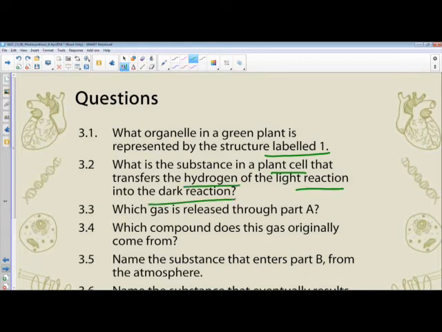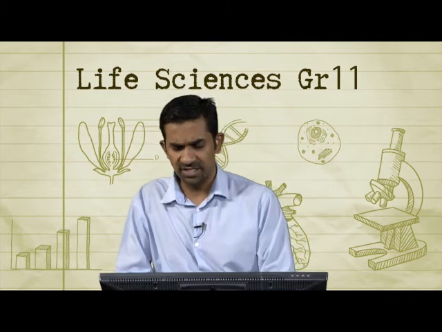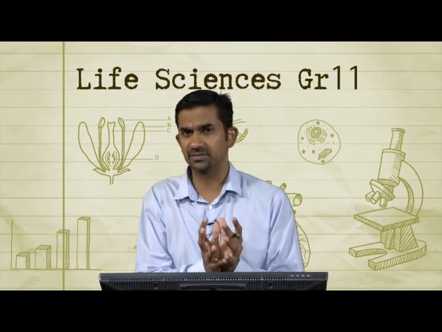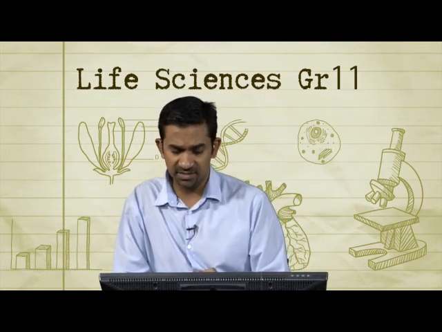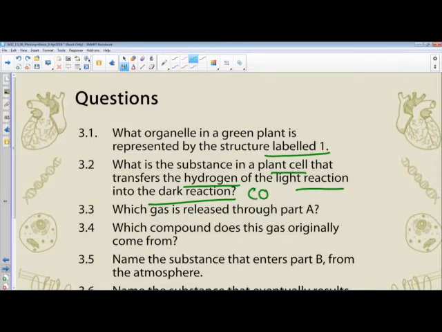So guys, if you recollect, we looked at different products produced in the first stage. We said one of the things that are produced is those high energy hydrogen atoms, and those high energy hydrogen atoms are transferred to the dark phase or the independent phase by coenzyme, and this is coenzyme NADP, and plus a hydrogen it becomes NADPH, which is then transferred in it. So we're looking at a coenzyme, and that coenzyme is called NADP.